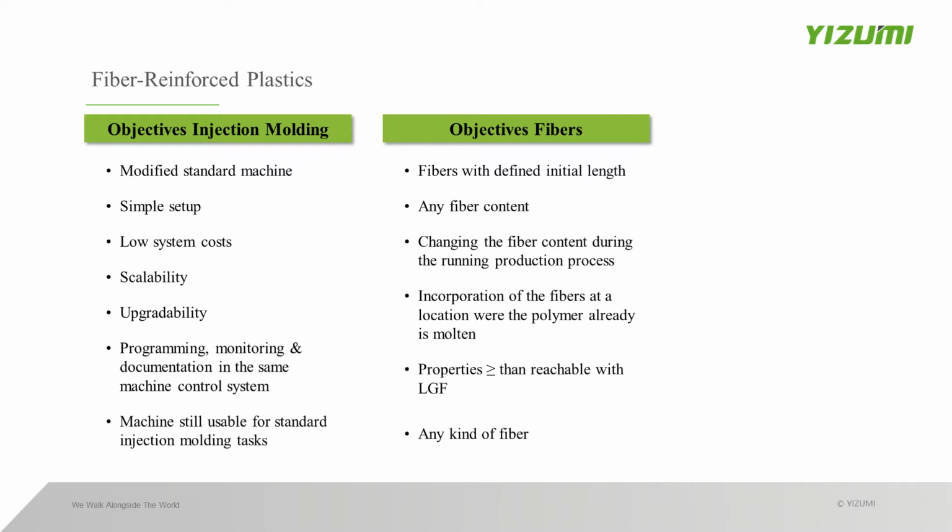For scalability and upgradability, what I need to highlight is that the programming, monitoring, and documentation are in the same machine control system. For the Direct Pro, we just add a separate control page. For the DIM system, you can control the fiber content, the fiber speed, and turn the DIM unit on or off. And the machine is still usable for standard injection molding tasks.